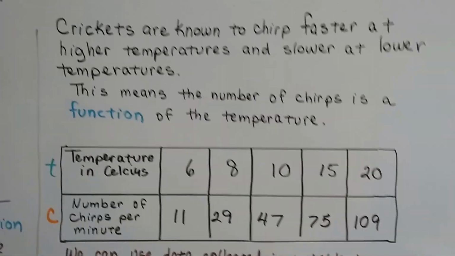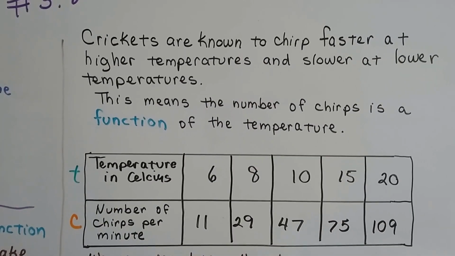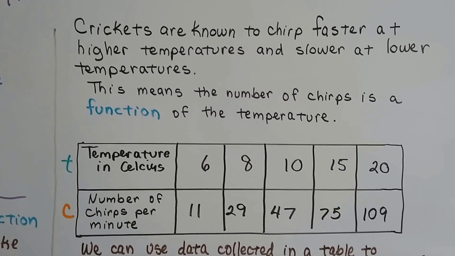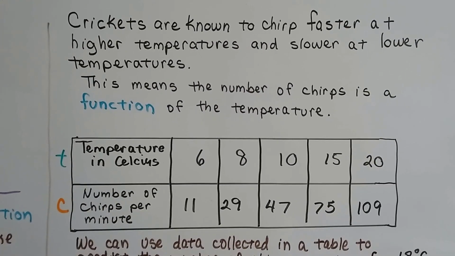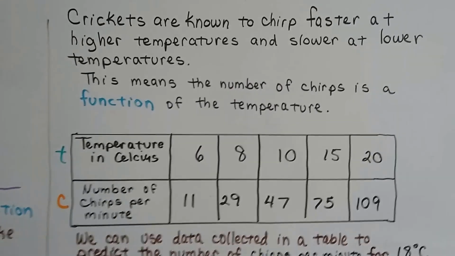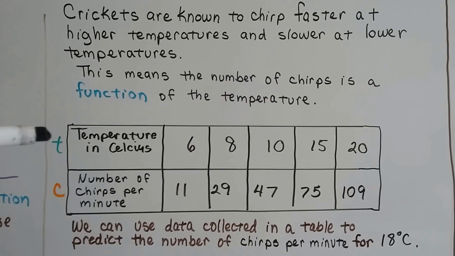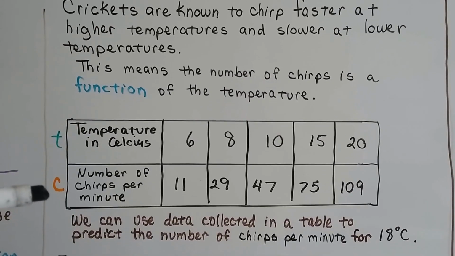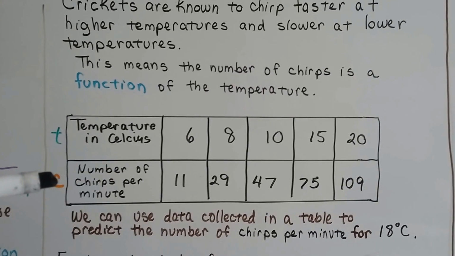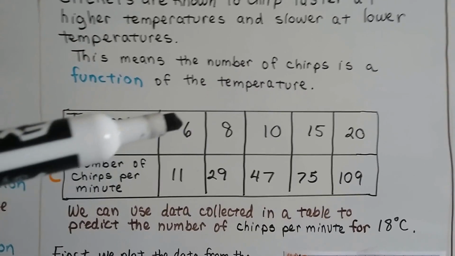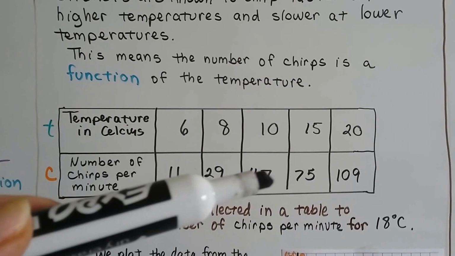So crickets are known to chirp faster at higher temperatures and slower at lower temperatures. Well, that means the number of chirps is a function of the temperature. For our x values, that's going to be a t for temperatures in Celsius, and c is going to be our y values, the number of chirps per minute. And that makes ordered pairs here, doesn't it, this data?